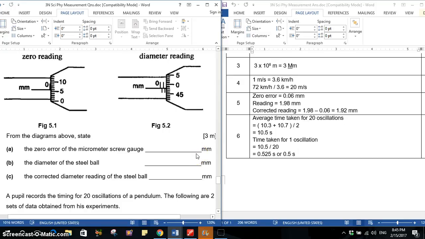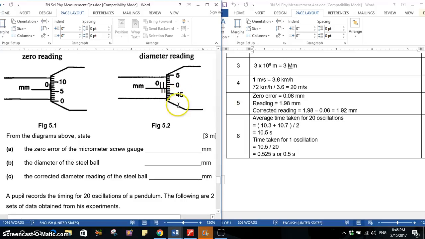Next is the reading of your micrometer screw gauge. Now this kind of question is definitely going to come out for exam, so please take note. Now can you see that 6 on your thimble scale is in line with the main scale? So this implies that our zero error is at the 6th position. And for zero error, it is always the second decimal place in mm. So your zero error is 0.06 mm. In this case, this is a positive error. Some students like to put a positive sign in front, but not to worry, whether you put it or not, it doesn't matter.